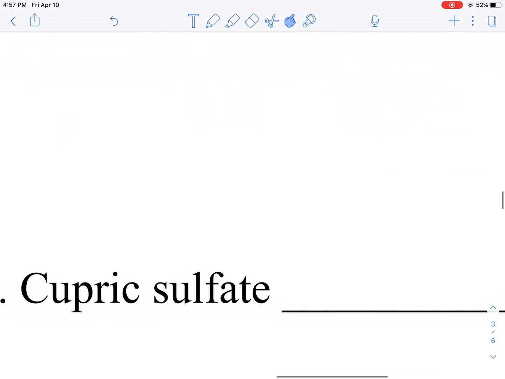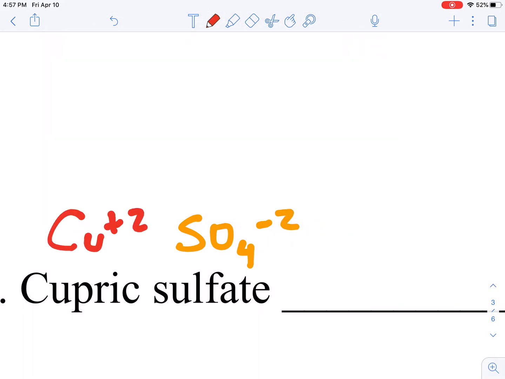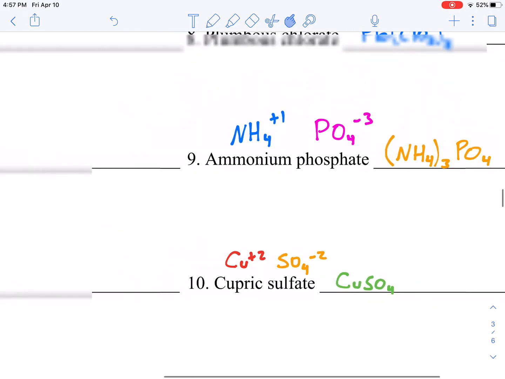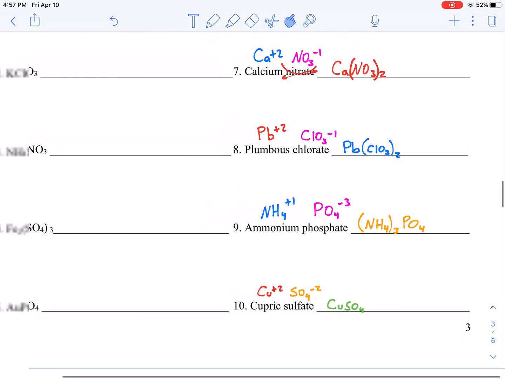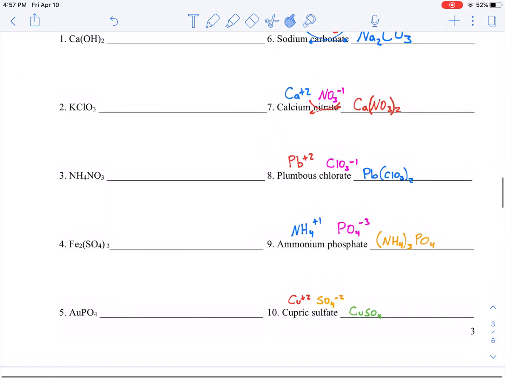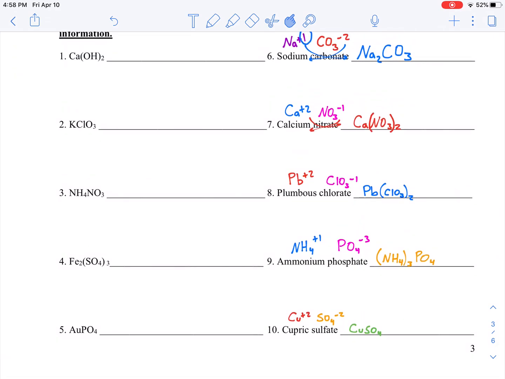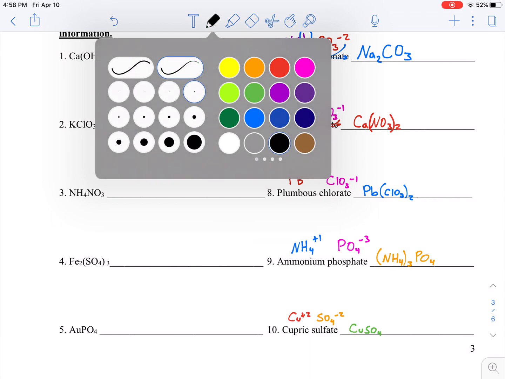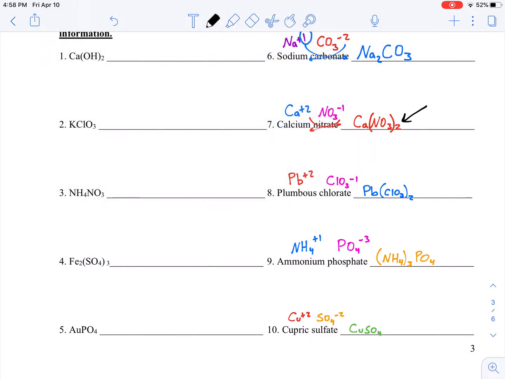Finally, cupric sulfate. Sulfate you can look up on your list is SO4 with a -2 charge. Cupric is copper, but it has a +2 charge. So to get those charges to cancel out, you'd need 1 of each of those. You would end up with CuSO4. You'll notice that sometimes I have my polyatomic ions in parentheses, sometimes I don't. And if you're clever, you'll notice that the times I have a polyatomic ion in parentheses, there's always a number outside of the parentheses. That's when we need parentheses.